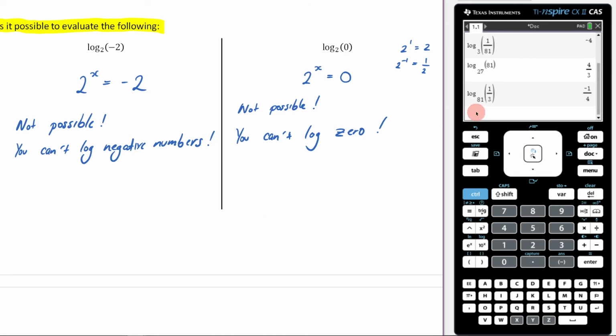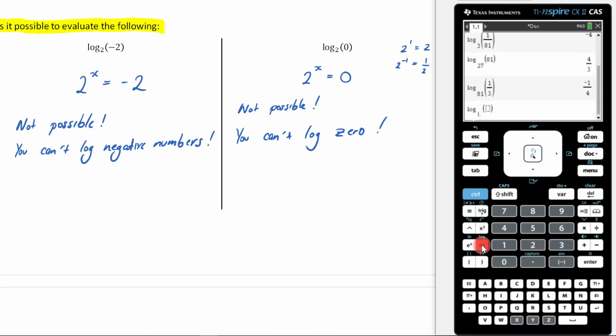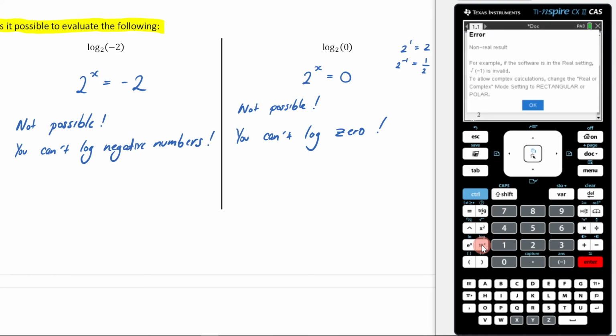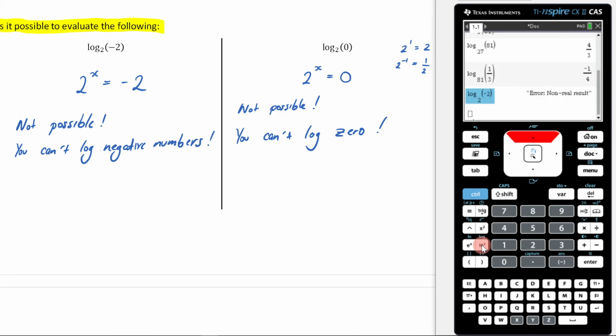And actually, before we go, let's chuck this into the CAS and see what it says. So if I go control log of 2 of negative 2, it says, that doesn't work. And what if I was to do this, but this time make it 0? What does it say? Undefined. Doesn't work. Perfect. Hopefully that made sense.